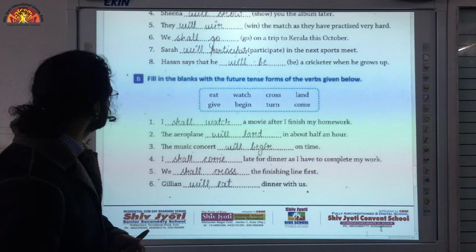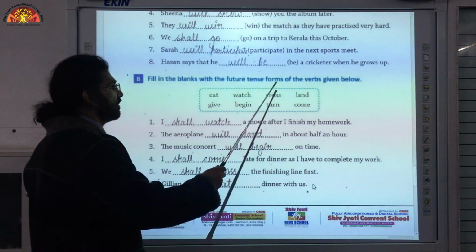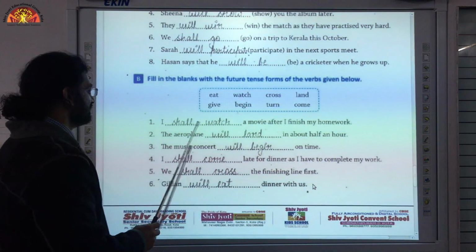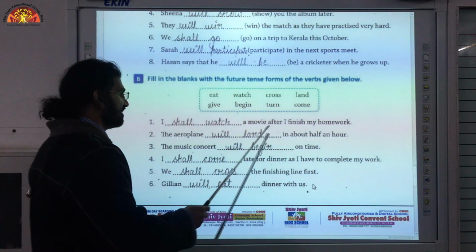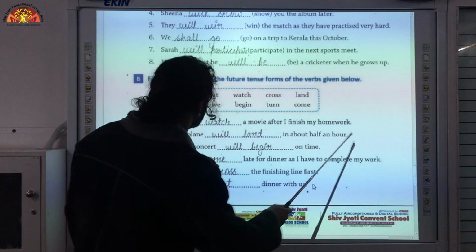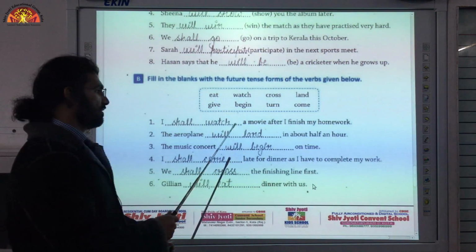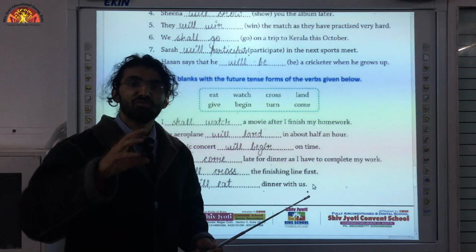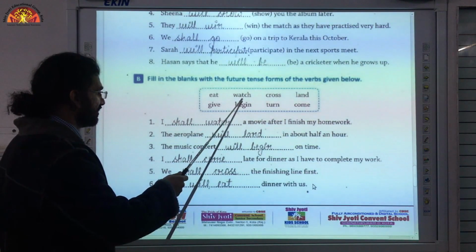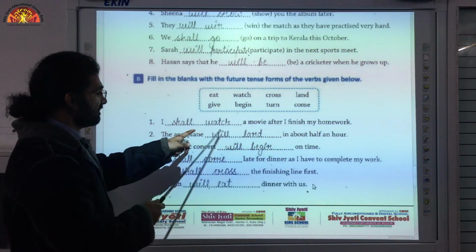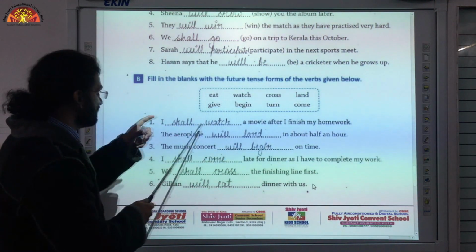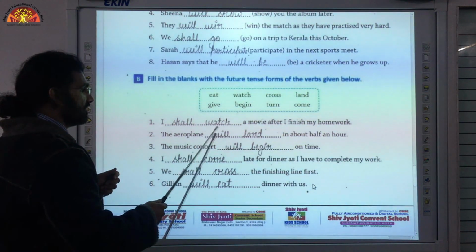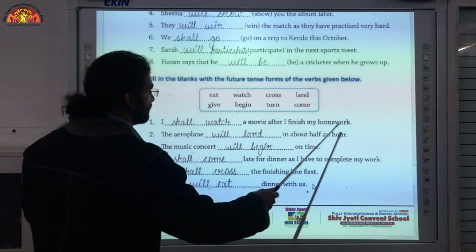Now we will move to exercise B. Fill in the blanks with the future tense forms of the verbs given below. I dash a movie after I finish my homework. So what should we do here? What do you do? Do you hear a movie? Do you eat a movie? No. You watch a movie. So we will choose this one here. Watch. We have this watch with us, and we will bring in this shall to complete what we are supposed to do. I shall watch a movie after I finish my homework.